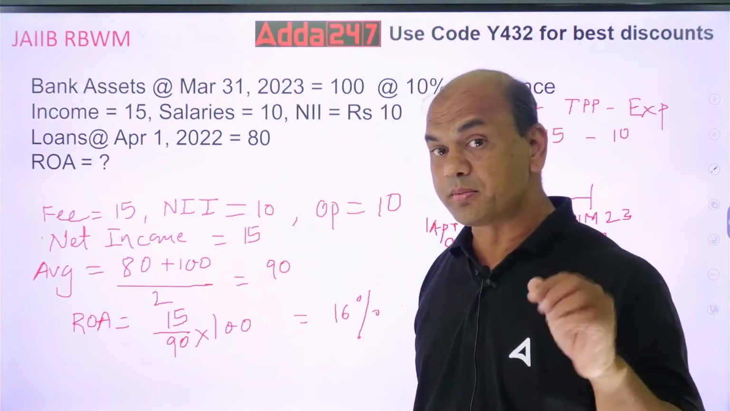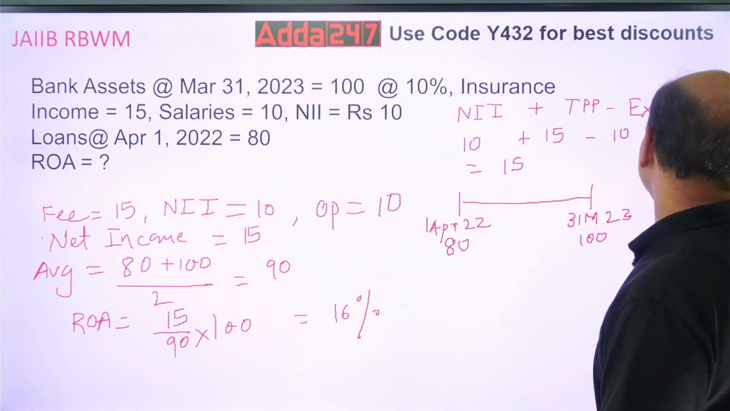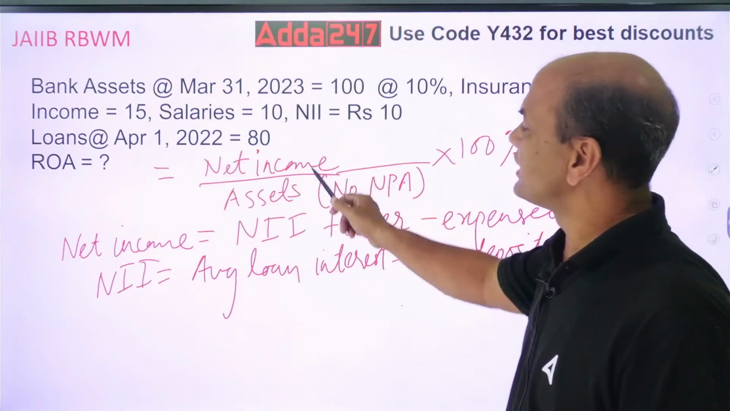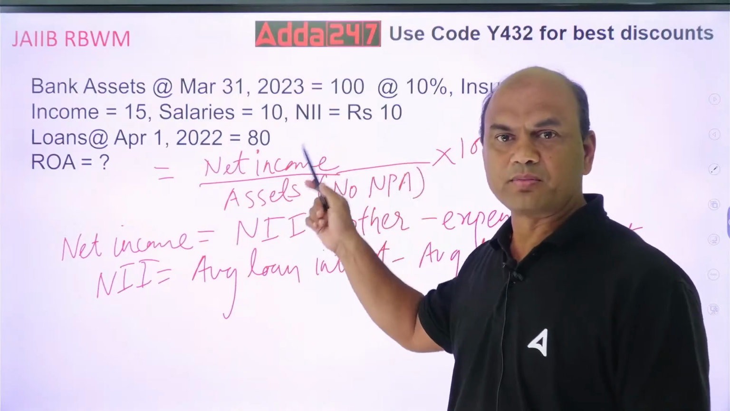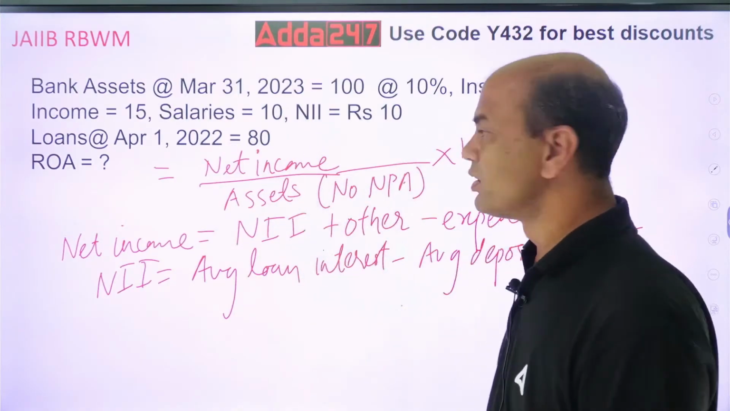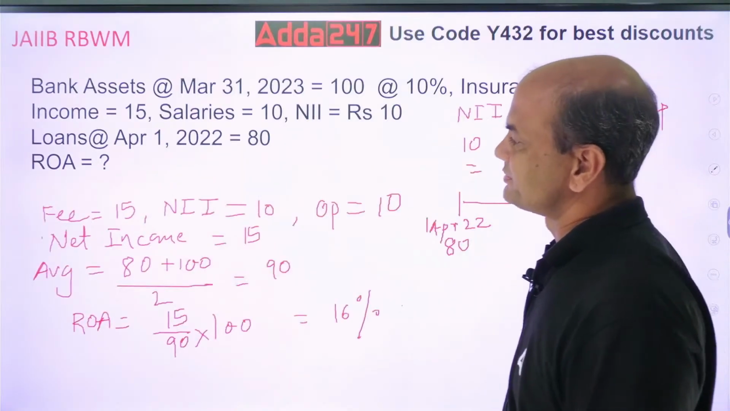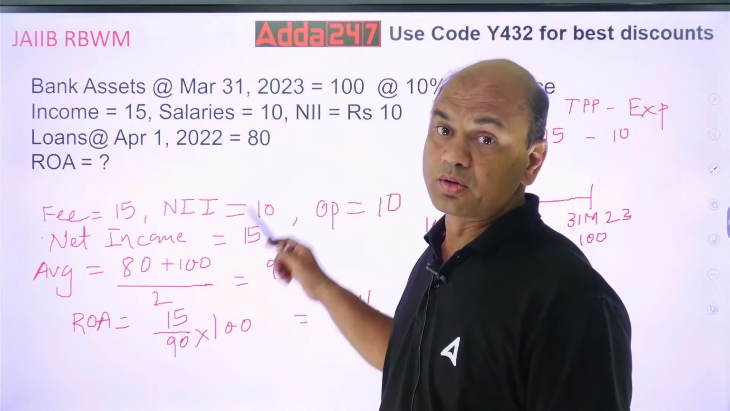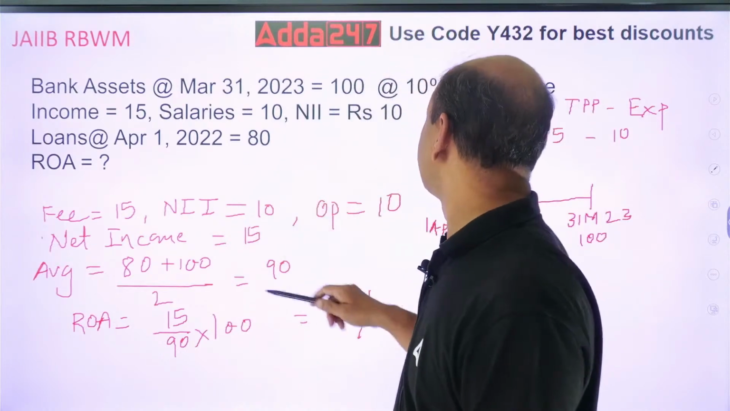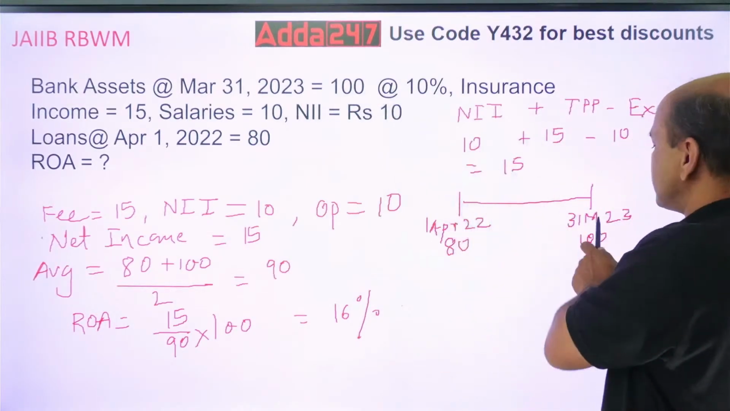Now what is my formula for ROA? Net income upon assets. Net income I've got now, 15. But what about assets? You have to find out average assets. Now what is my average assets? For this, look at this. The financial year given here is April 1, 2022 to 31st March 2023.